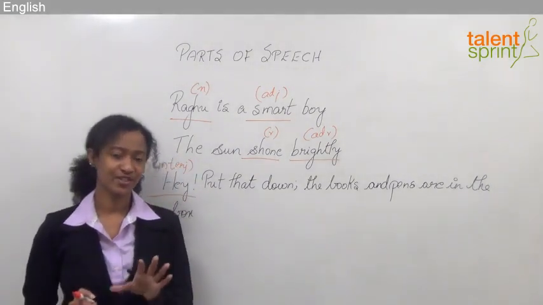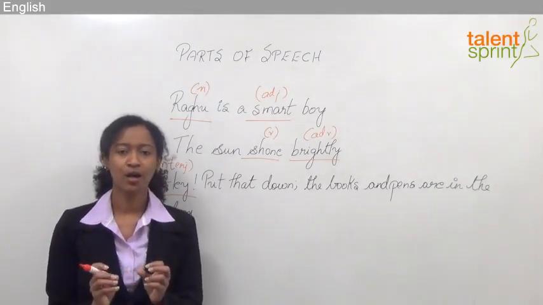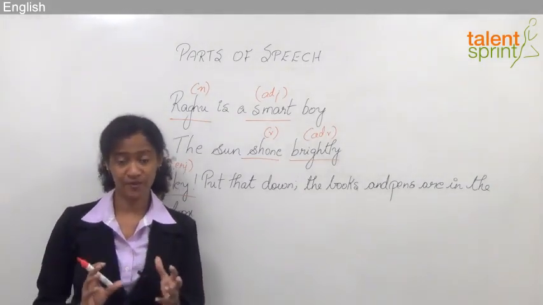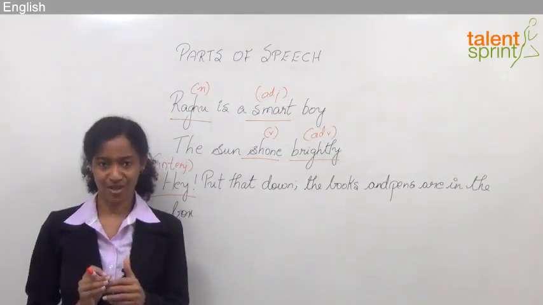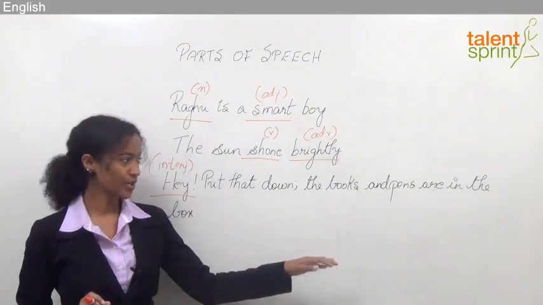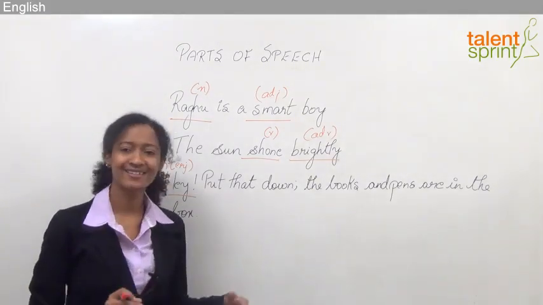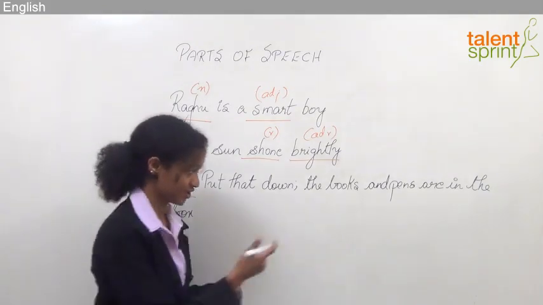Our next part of speech is the conjunction. Conjunction is a word that joins 2 words of the same part of speech or 2 clauses together. So in this sentence, the books and pens. Here the book is a noun, pens are also nouns, same part of speech, and 'and' is the linking word, which is our conjunction.